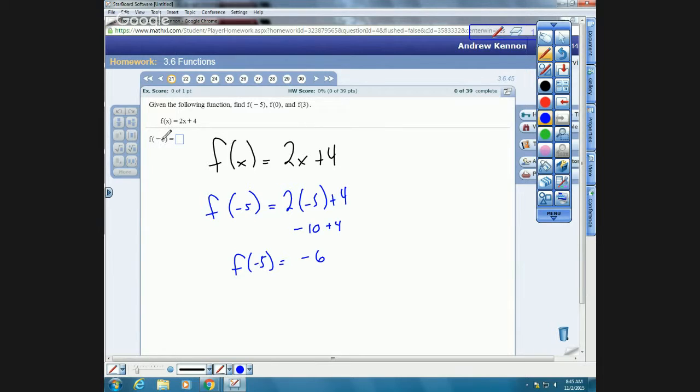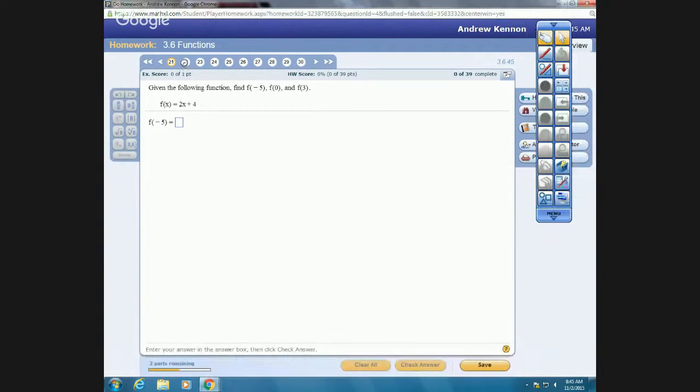Well, it says f of negative 5, so you just put negative 6 right there. Really, this is just a different notation. But when you have a number inside the parentheses like this, all you're doing is plugging it into the x.